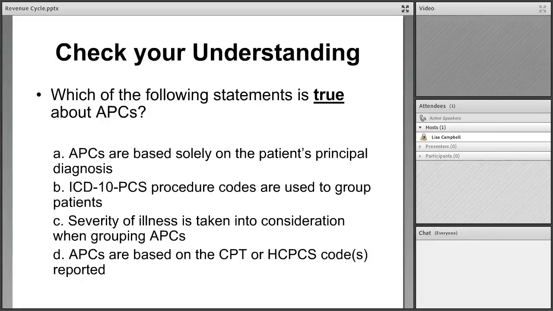Well, one thing that you should immediately notice, principal diagnoses. Principal diagnoses is related to the MS-DRG, right? APC is your ambulatory patient classification. So the statement that is actually true is going to be D. They're based on the CPT or HCPCS code reported.